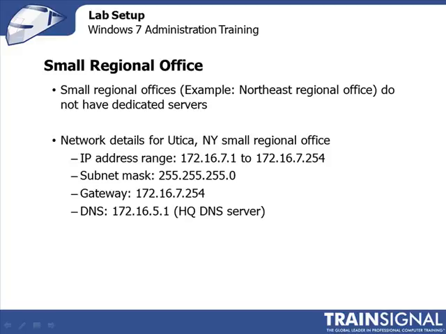Again, we're using a 24-bit subnet mask, and the gateway address, which is the firewall router combination for the Utica office, is 172.16.7.254. Since small regional offices don't have their own servers, they rely on the headquarters DNS server to do DNS lookups to get out to the internet. As such, the DNS server for the Utica, New York office is 172.16.5.1.